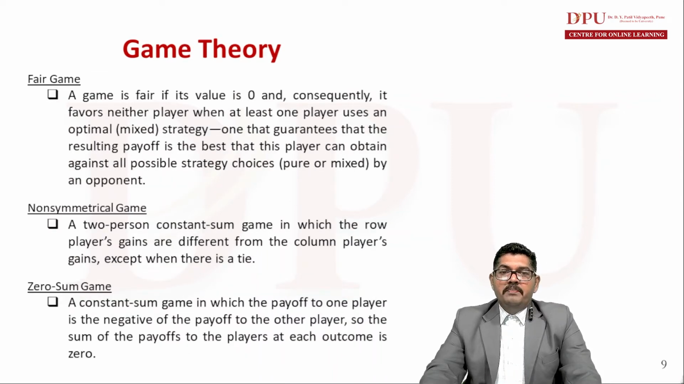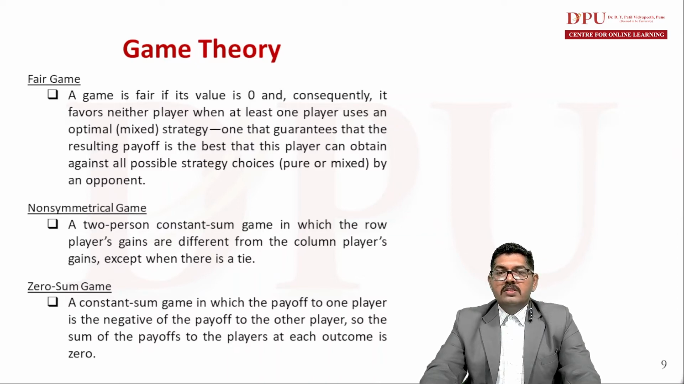Fair game. So what is a fair game? A game is fair if its value is equal to 0. Consequently, it favors neither player when at least one player uses an optimal strategy, one that guarantees that the resulting payoff is the best that this player can obtain against all possible strategies by the opponent. Then there are non-symmetric games. So what are non-symmetric games?